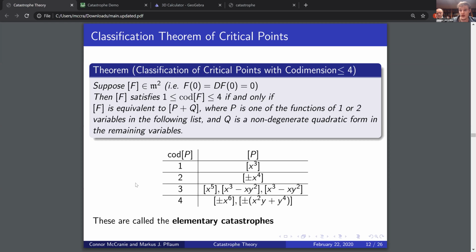So if we recall the beginning, there was the theorem about non-degenerate critical points being able to be written as a non-degenerate quadratic form. What this is really saying is, if I have a degenerate critical point, then this function can be broken up into the degenerate part and the non-degenerate part. And so if the codimension is less than or equal to 4, then the degenerate part is one of these 7 functions, and everything else must be non-degenerate.